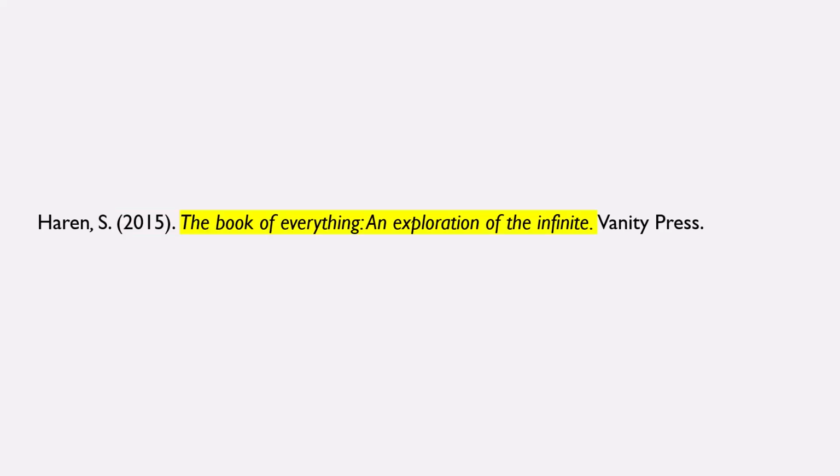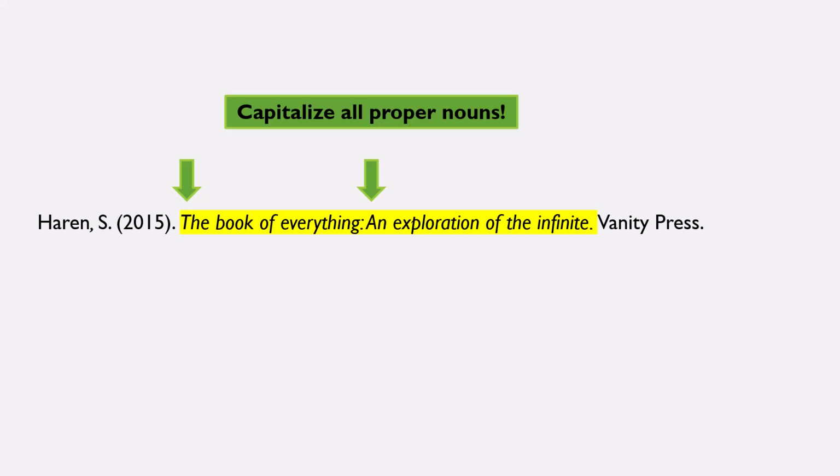The next element in the citation is the title. Only certain words of the title are capitalized in an APA book citation. The first word of the title, the first word of the subtitle, if there is one, the subtitle is usually the part of the title that comes after a colon, and any proper nouns. All other words are lowercase. The title in APA is always italicized.